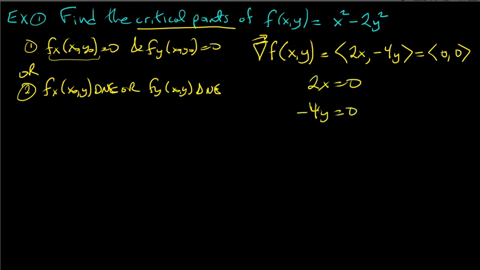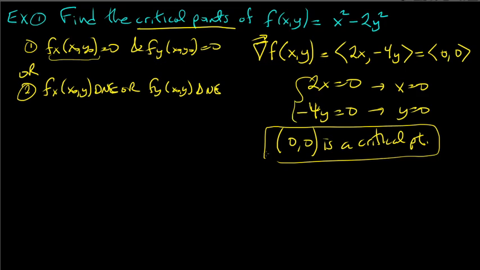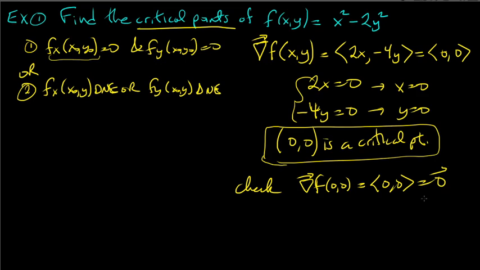Sorry, that's supposed to be a 4, right? So you solve those equations, and you just get x equals 0 and y equals 0. So there you go. (0, 0) is a critical point. In fact, it's the only one, right? There's only one solution to this system of equations, so that has to be the critical point. And you can check, right? As a way to check, plug that number into the gradient, and you get (0, 0), the 0 vector. So that's what makes it a critical point.